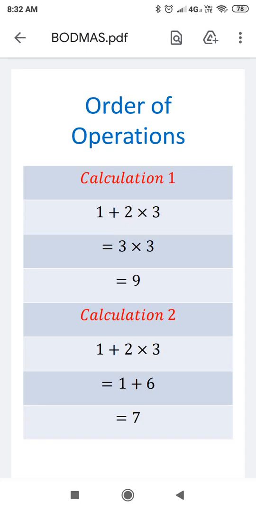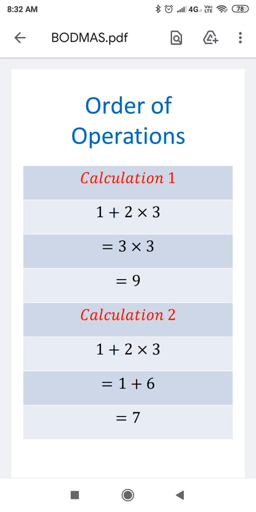Order of operations. Let us take a simple sum: 1 plus 2 into 3. Calculation 1 shows 1 plus 2 equal to 3 and 3 into 3 equal to 9.